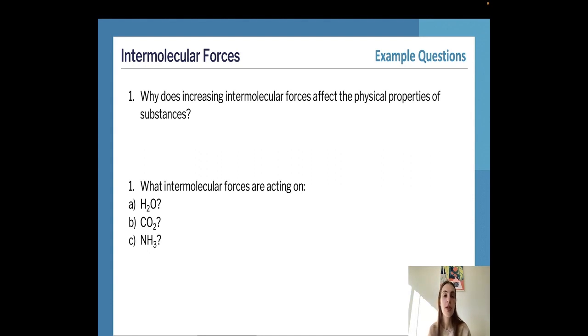So we're now going to do some example questions. Again, like we did before, I'll leave you a few minutes to try these on your own, and then we'll go through the answers together. Our first question is, why does increasing intermolecular forces affect the physical properties of substances? And our second question is, what are the intermolecular forces that are acting on H2O, CO2, and NH3? I'll give you 2 minutes to try those questions on your own, and then we'll talk these through together.